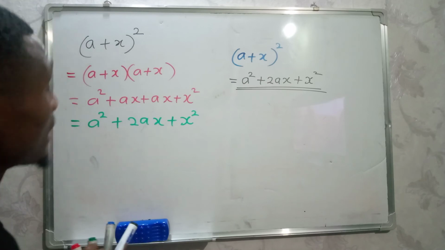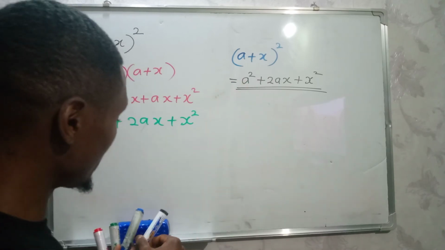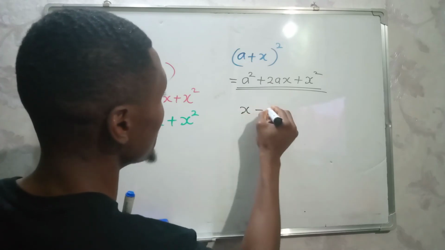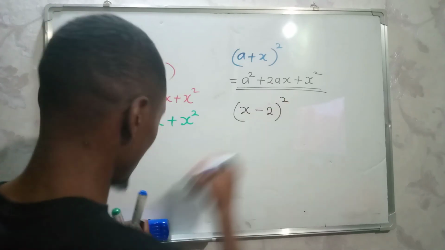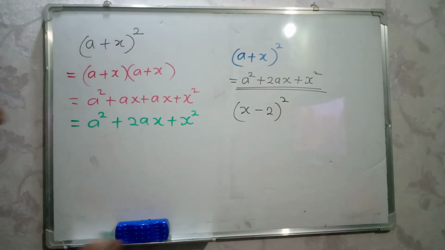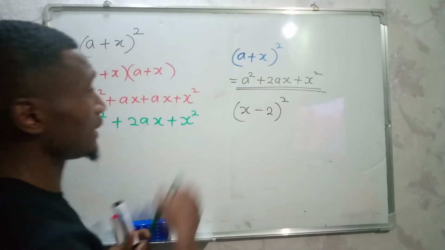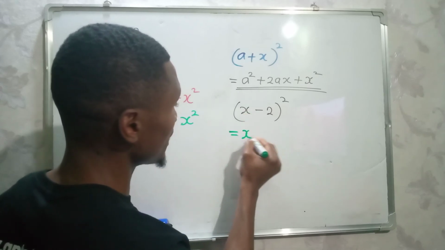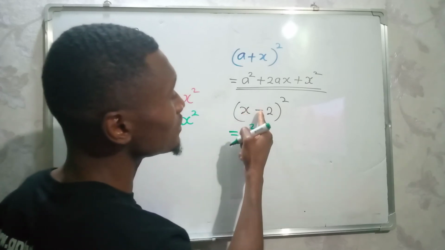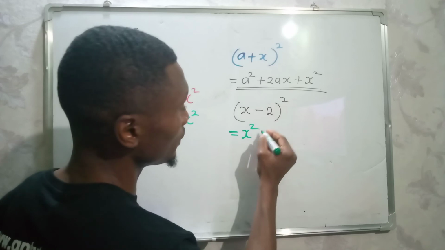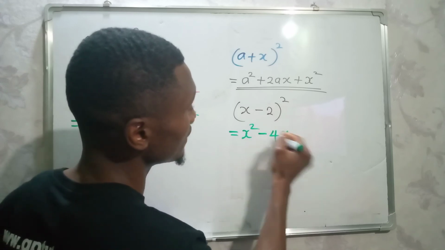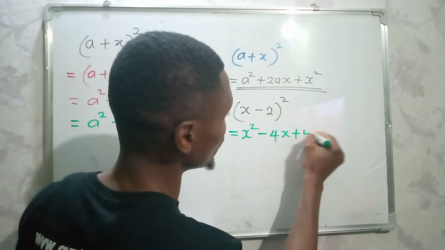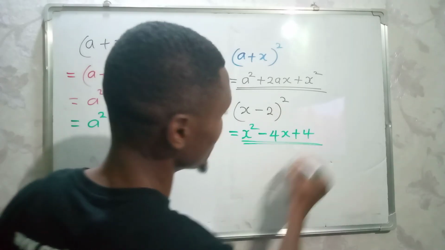Now, if we look at the one that has negative, for example, we have something like x minus 2 all squared, and we want to expand this. We're also going to use the same format again, and this is going to give us x times x will give us what? X squared. X times minus 2 times 2 will give us minus 4x. And then minus 2 times minus 2 will give us plus 4. And that becomes the answer.